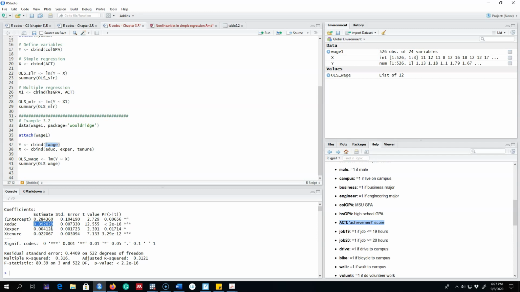Alright, so this is how you interpret these beta coefficients. These examples are very important. These are the basics of the interpretations of these slope coefficients that you will use throughout this course.